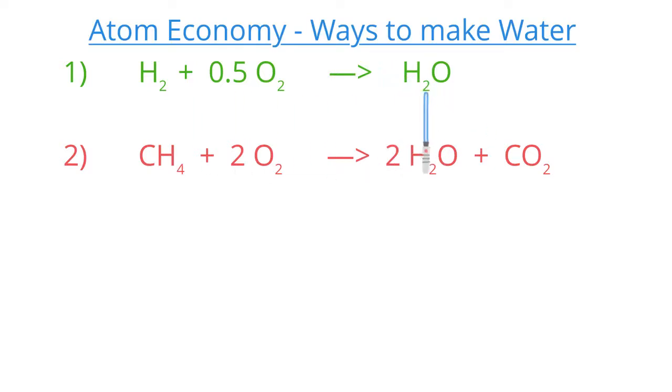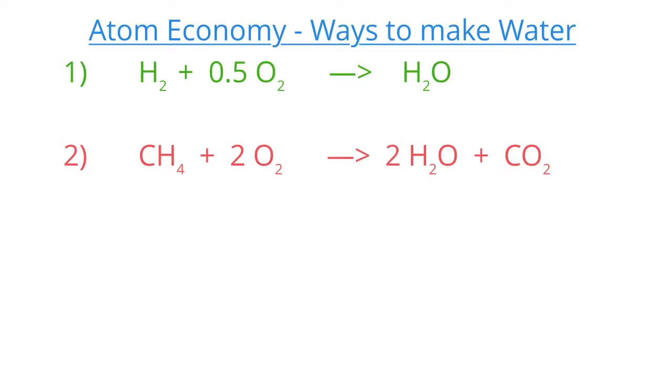100% atom economy. Whenever you see just one product, you have 100% atom economy. All the reactants are being converted into my desired product. So I can tell without doing any calculations that this way isn't as good because I've got two products here.